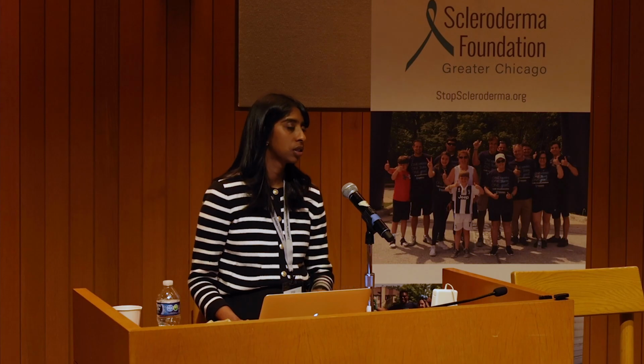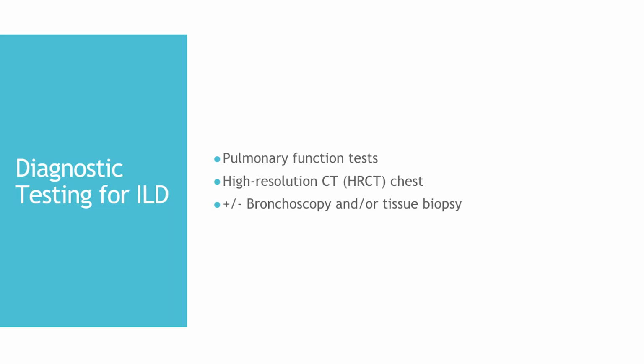Pulmonary function tests are the sort of thing that we do to both screen and follow your disease over time. High resolution chest CT, or HRCT, has become the mainstay of how we make the diagnosis and how we can separate out scleroderma ILD from a different subtype or flavor of ILD. And then sometimes patients require more invasive testing. Bronchoscopy and tissue biopsy are those more invasive tests that we talk about.